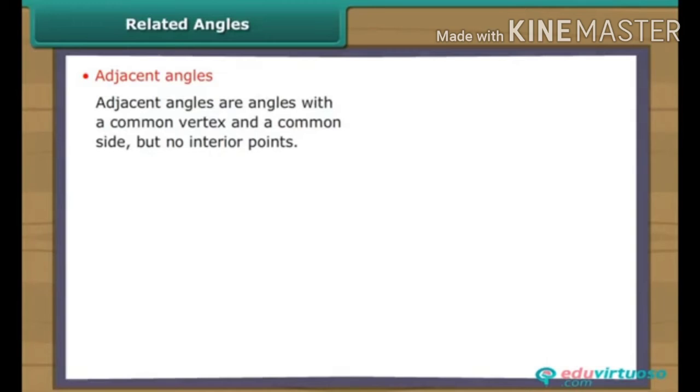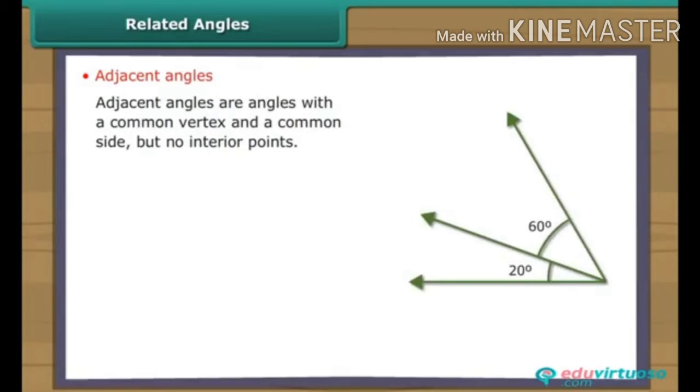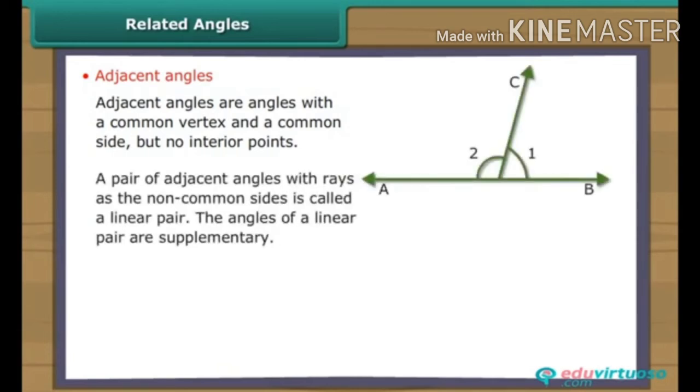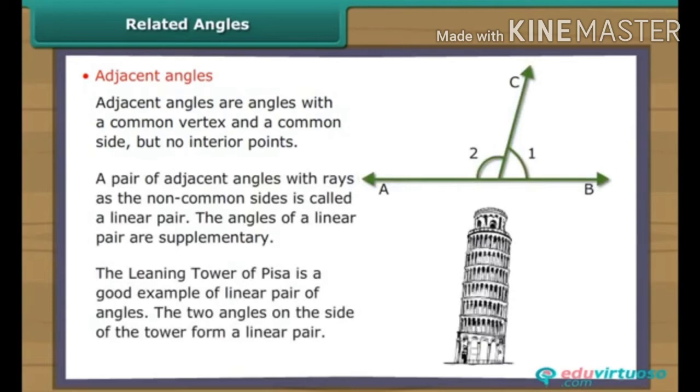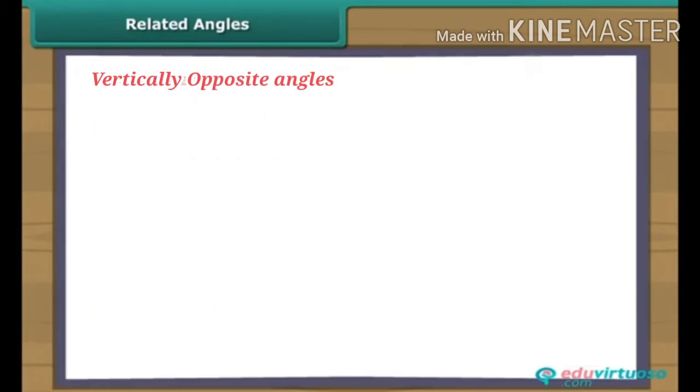Adjacent angles. Adjacent angles are angles with a common vertex and a common side, but no interior points. So we can say two angles are called adjacent angles if they have the same vertex, they have a common arm, and their other arms are on different sides of the common arm. A pair of adjacent angles with rays as the non-common sides is called a linear pair. The angles of a linear pair are supplementary. The Leaning Tower of Pisa is a good example of a linear pair of angles. The two angles on the side of the tower form a linear pair.